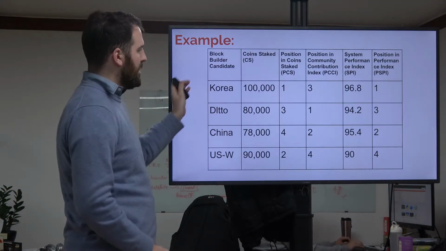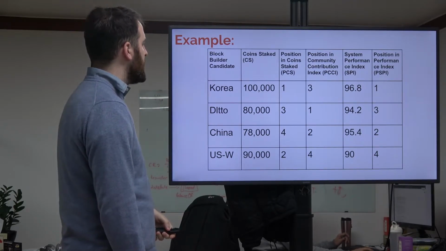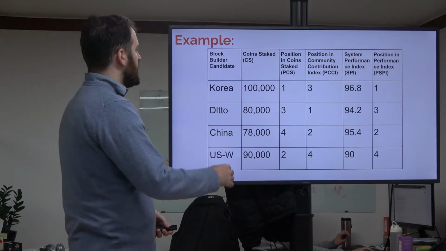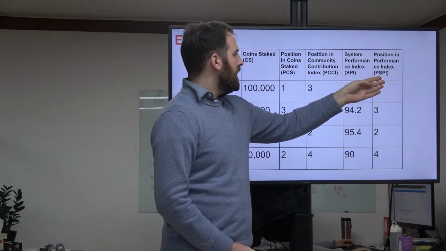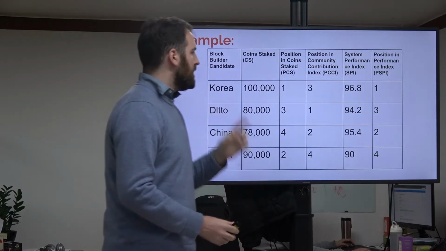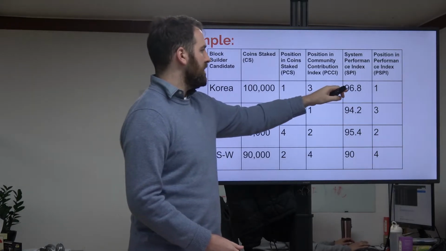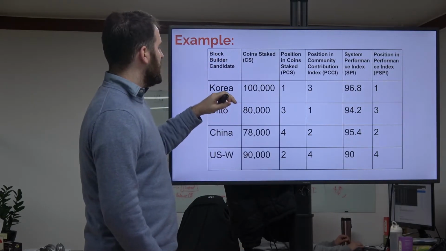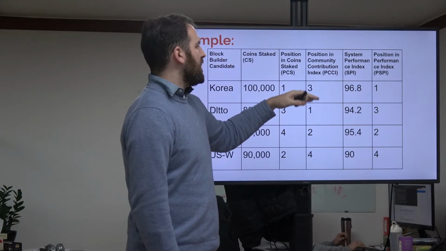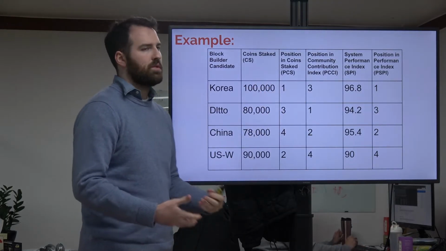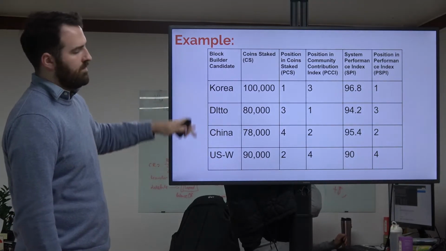So this is just an example table of the first 4 elected block builders. So you see coin staked, position, contribution index in the community, and then the position and the performance index. So as long as you're not dropping a lot of blocks, and that should be relatively high, that's good. The coin staked or pledged to them, and then how the community feels about the node in general, so sort of their reputation. So all those 3 things combined, that will determine their spot on the list.